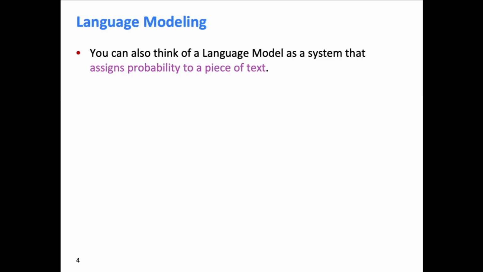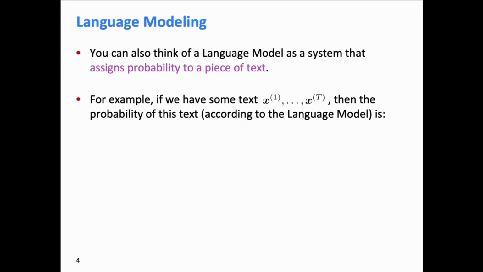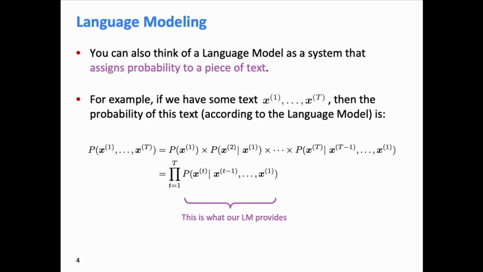There's an alternative way of thinking about a language model as well. You can think of a language model as a system which assigns probability to a piece of text. So for example, if we have some piece of text x1 up to capital T, then the probability of this text according to the language model can be broken down. Just by definition, you can say that the probability is equal to the product of all of these conditional probabilities. And the form inside the product is exactly what our language model provides. So you can think of these things as somewhat equivalent. Predicting the next word gives you a system that can give the probability of a given piece of text.